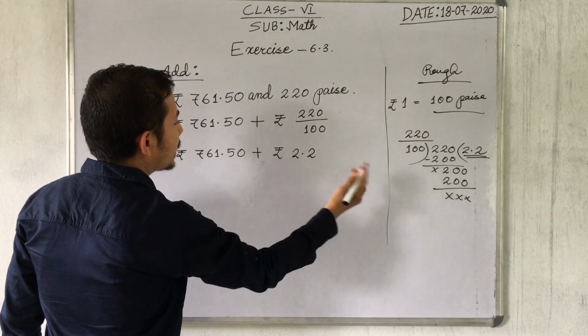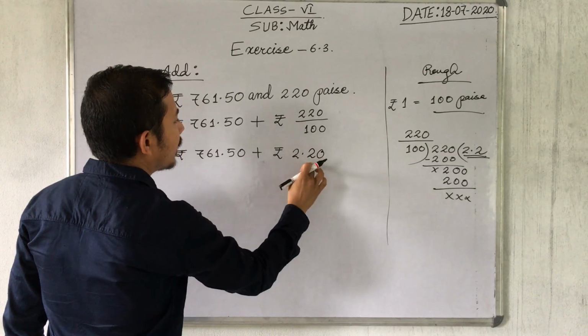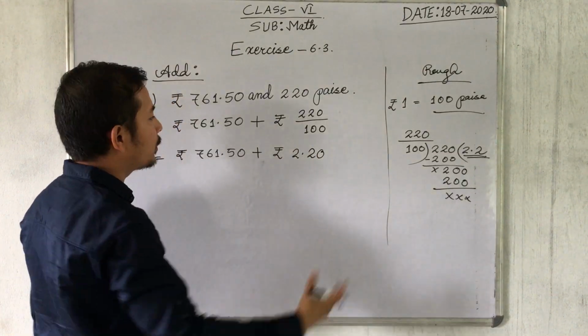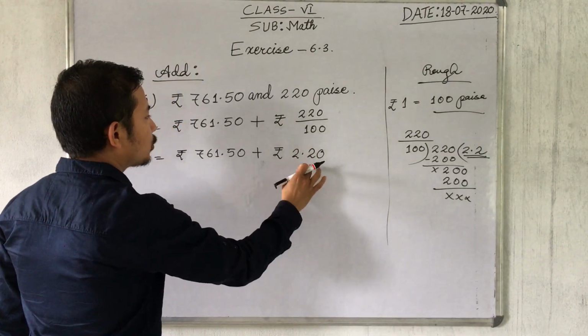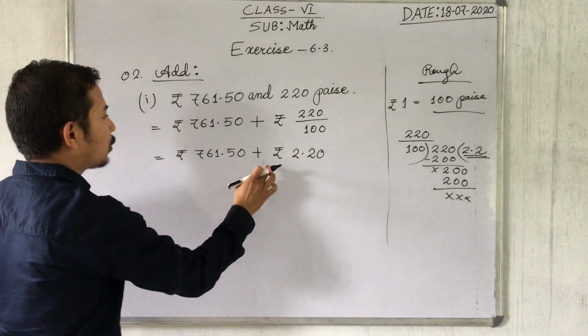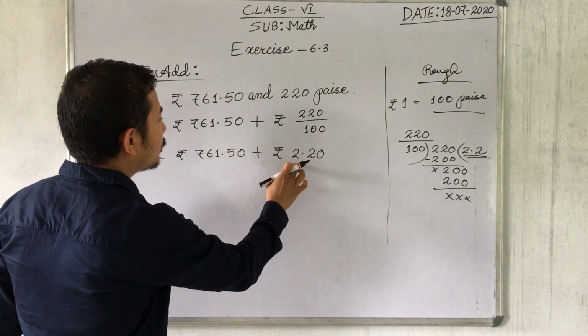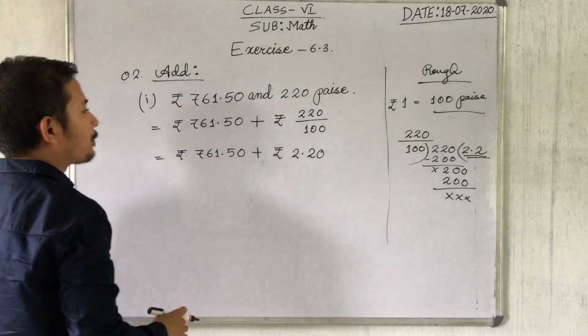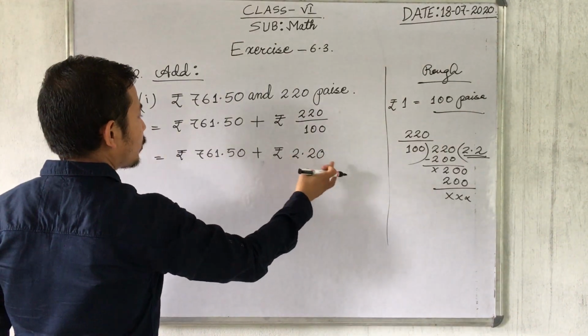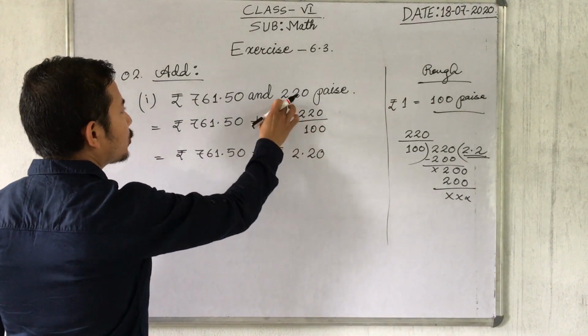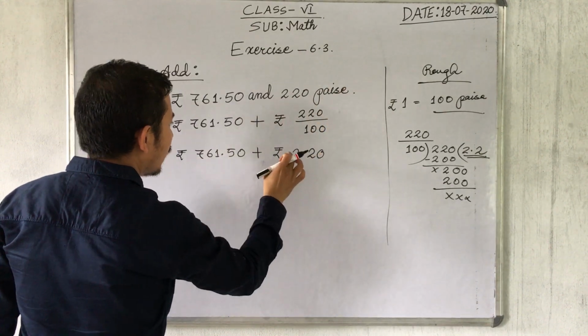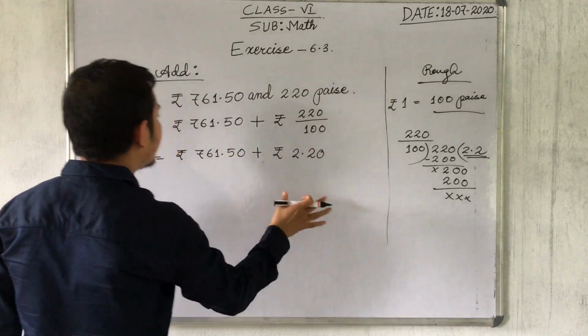2.2, or we can say 2.20. If there is any number behind the decimal point, we can put a 0. Okay, so this way we will get 220 paise, that means 2 rupees 20 paise. Now we can easily add it.